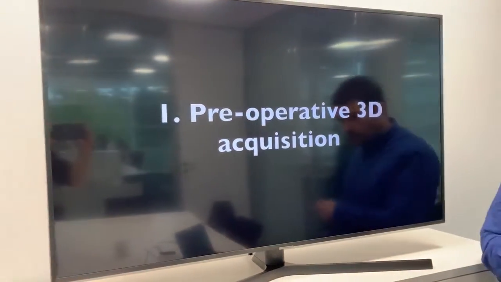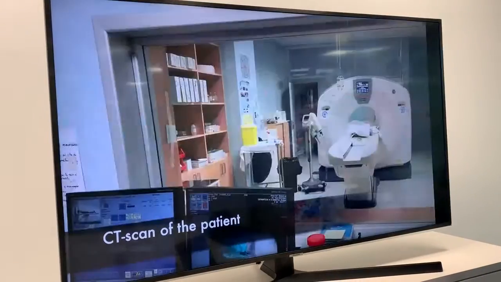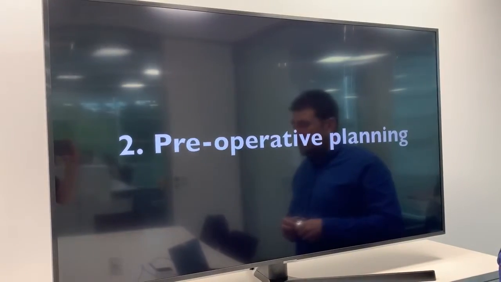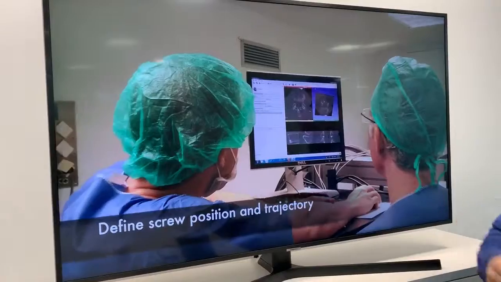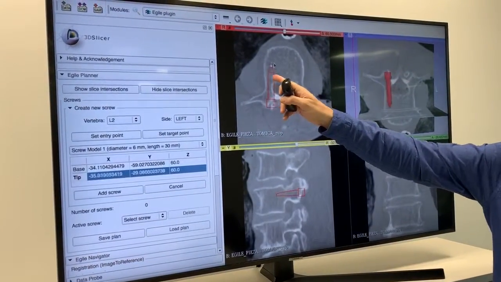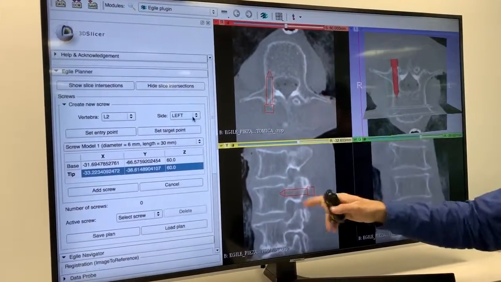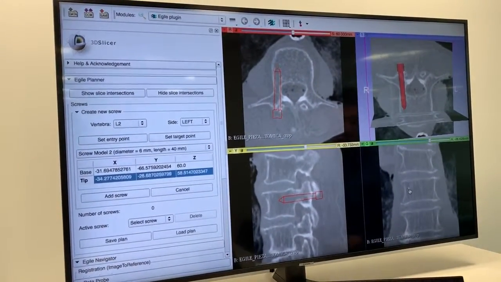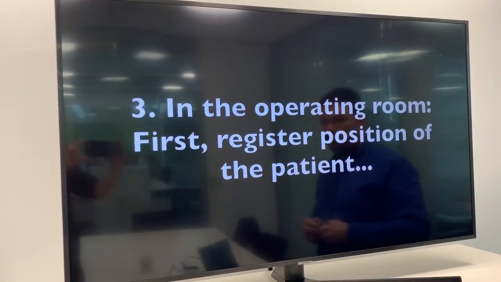First of all, we acquire a CT scan of the patient, in this case a mix of human cadaver and phantom. With that information, we have software for planning. Here we can see the screws, and we define the axis where we want the screws to be located. We can modify the length and the width. So here the surgeon defines how he or she wants the surgery.